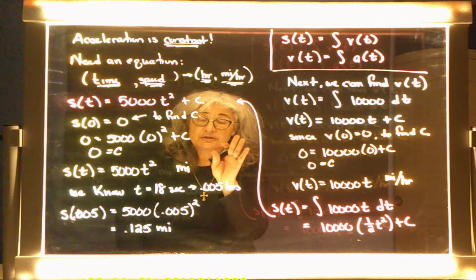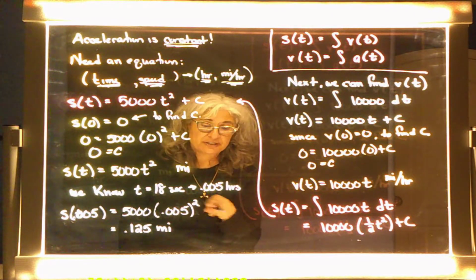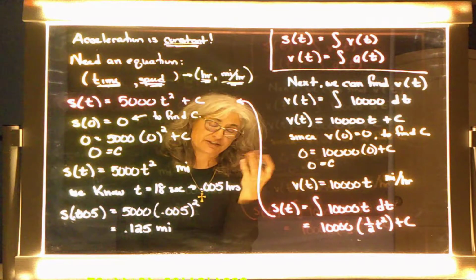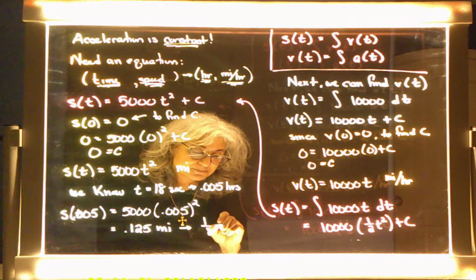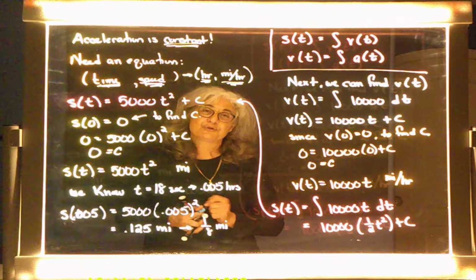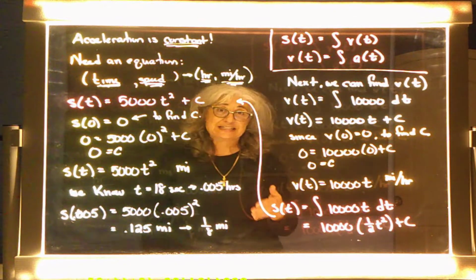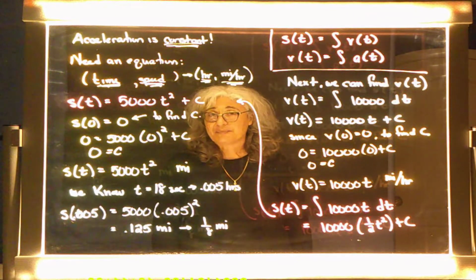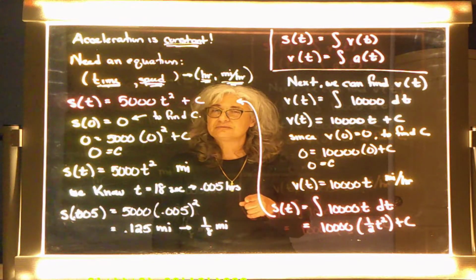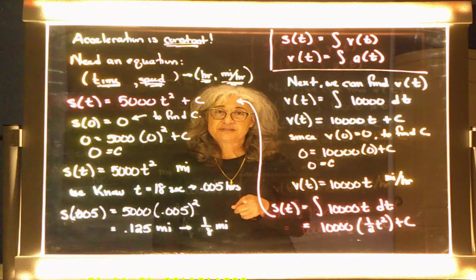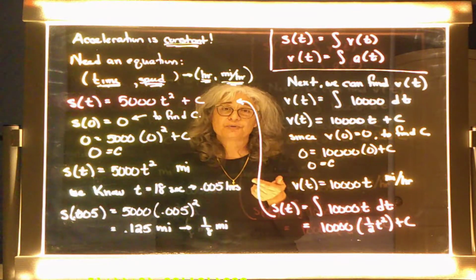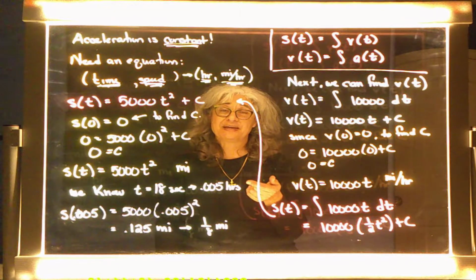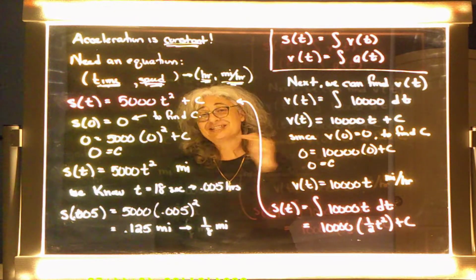Yay! Hold on though. The directions say please put it into a fraction or an integer. So this is equivalent to 1/8 of a mile. That's how far this motorcyclist traveled. In those 18 seconds, he traveled 1/8 of a mile. Cool? Okay, recommendation: watch this problem again, because the next problem is going to be based upon you knowing how to do this one.